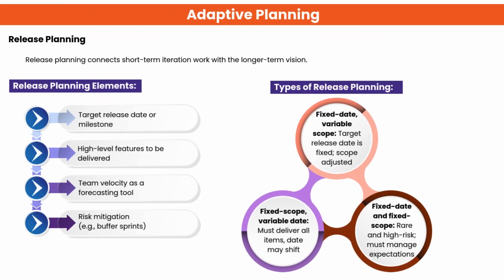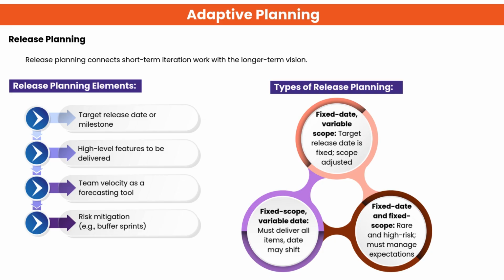Release planning links short-term iterations with the long-term product vision. Key elements include setting a target release date or milestone, defining high-level features using team velocity for forecasting, and managing risk, for example with buffer sprints. Types of release planning: fixed date, variable scope, where the date is locked.